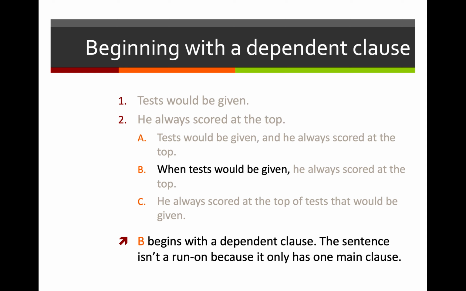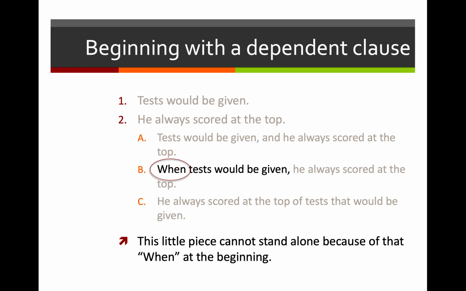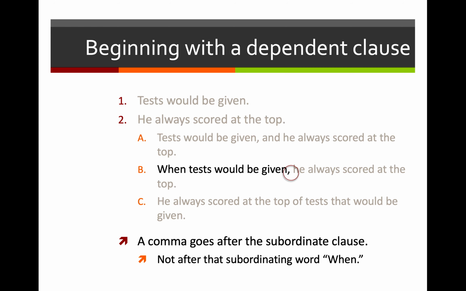Beginning with that dependent or subordinate clause, same idea, two different names for the same creature. This isn't a run-on sentence because of that word when. That's what turns that into a subordinate clause. Subordinate clause, comma, independent clause, that's not a run-on. Got to have that comma. That is a very common error in many writers, to forget to put that in.